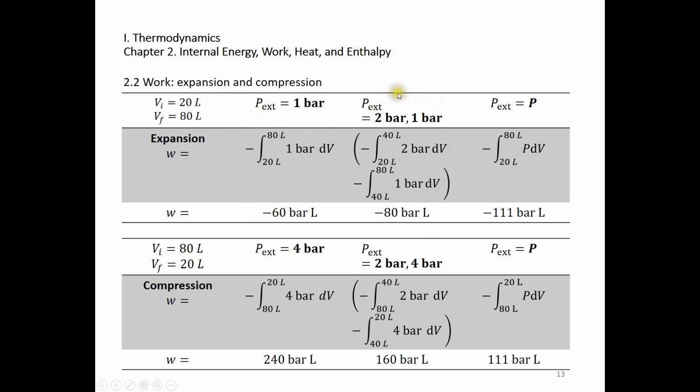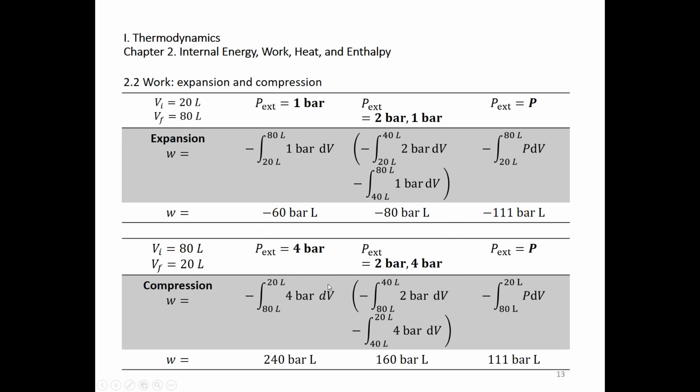Over here, we know there are two steps. In the first step, P external is 2 bars. In the second step, it's 1 bar. Over here, we also know P external is equal to P, and we know the ideal gas law, so P is nRT over V. So somehow we know the information about the external pressure. That's the first thing we need to know.